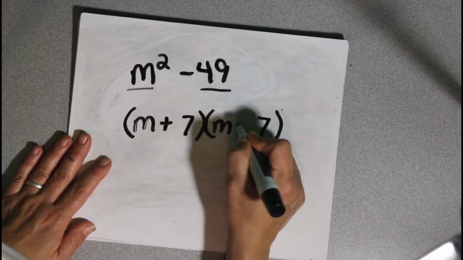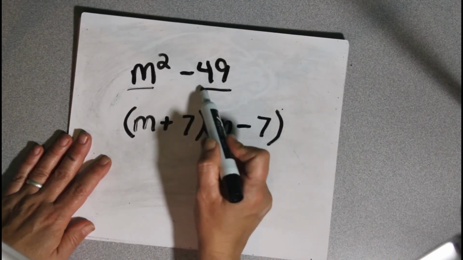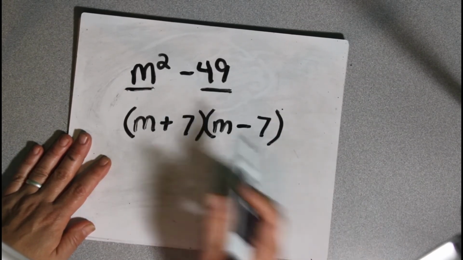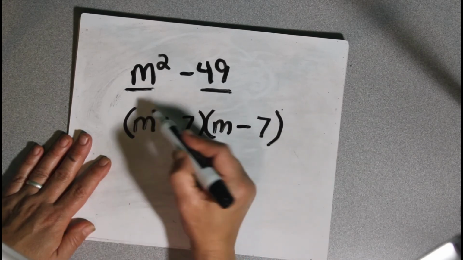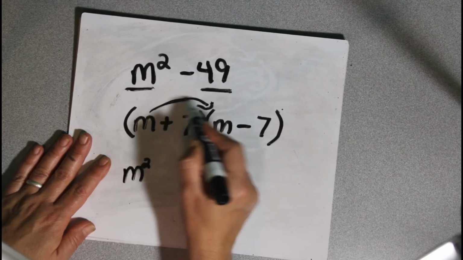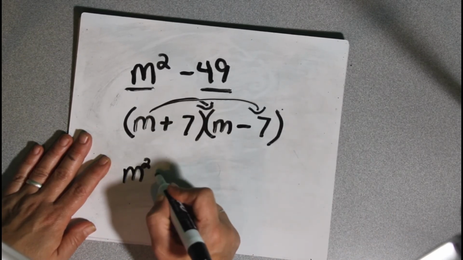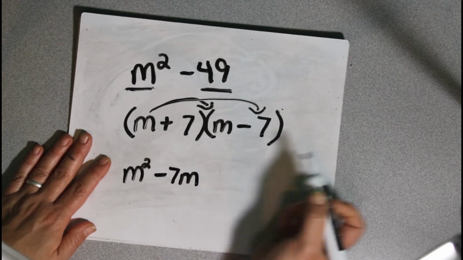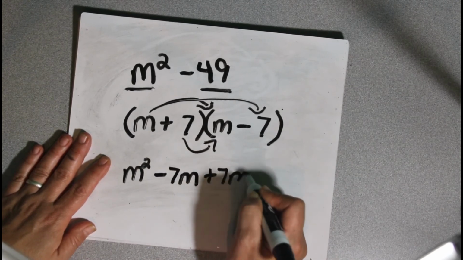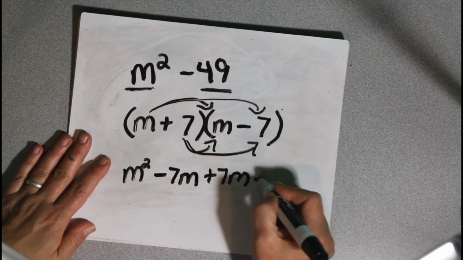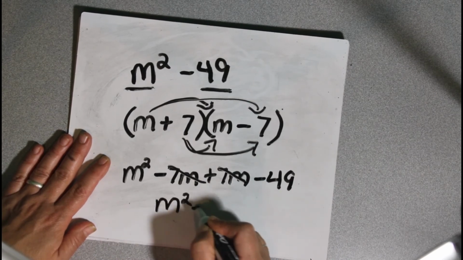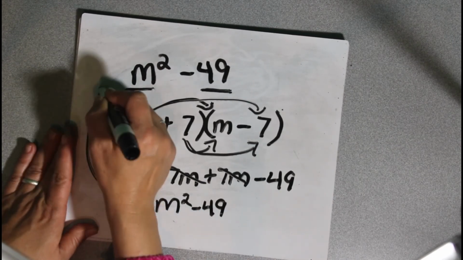And then we need a plus and a minus. So you just find the square root of the first number and put it at the beginning, and the square root of the last number and put it at the end. And then you have a positive and a negative. Now if we FOILed this out, or rainbowed it, m times m is m squared, m times negative 7, negative 7m, positive 7 times m, positive 7m, and then 7 times negative 7 would be negative 49. These two cancel each other, and we're left with m squared minus 49, what we had at the beginning.